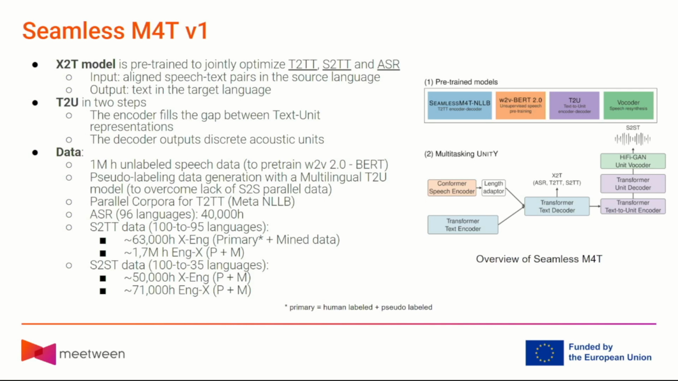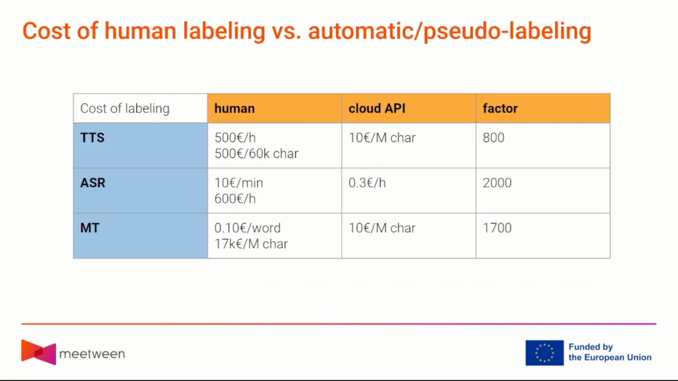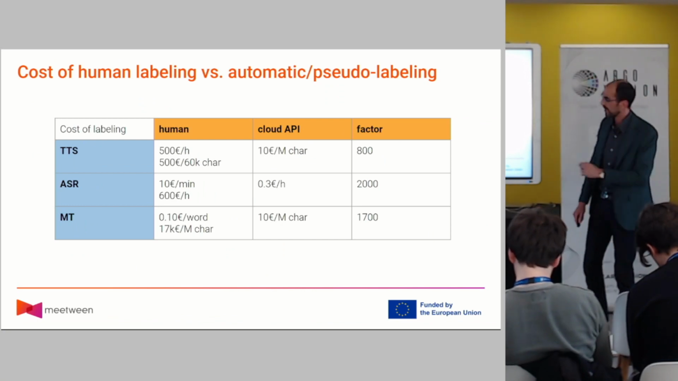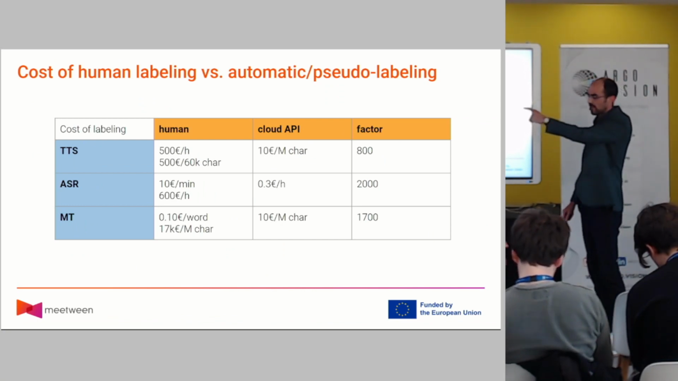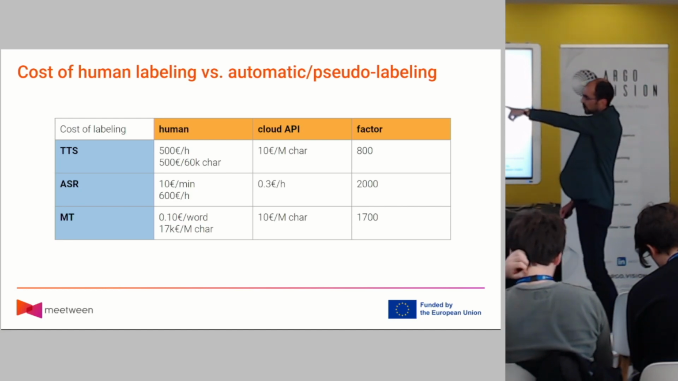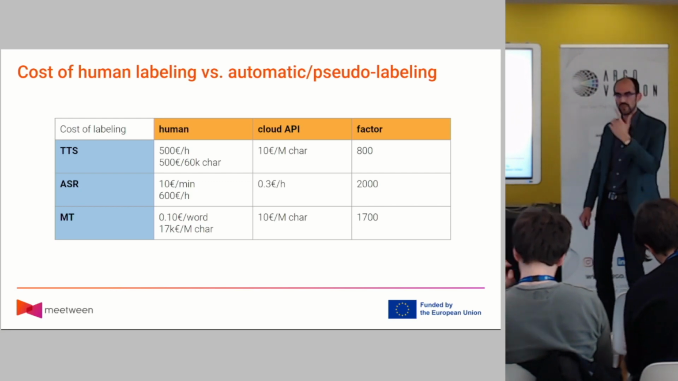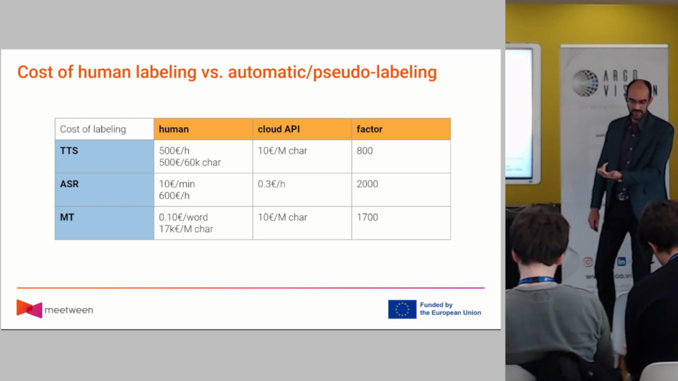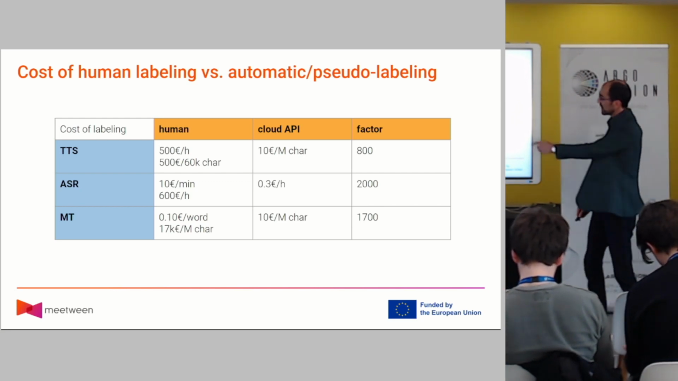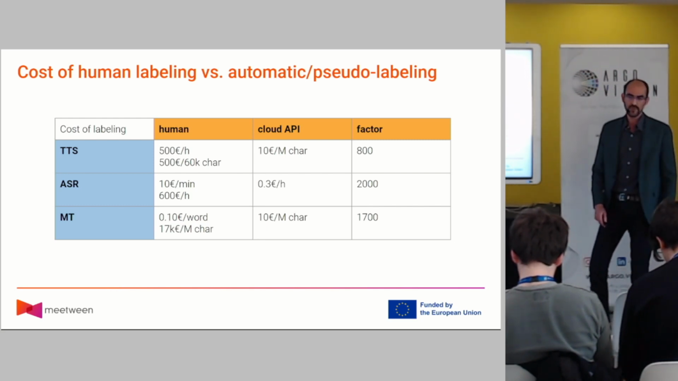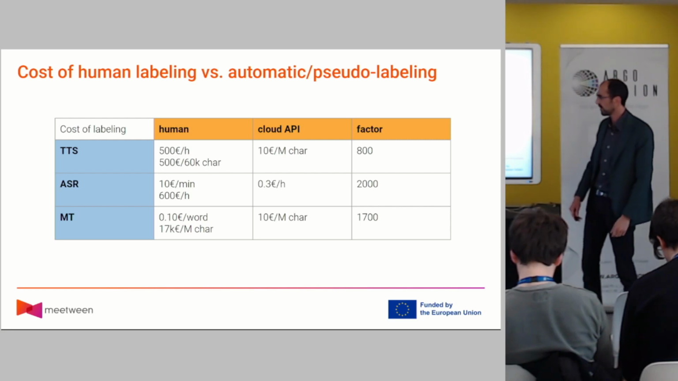It's the cheapest you can get. And only a tiny fraction is labeled data. And this is obviously for the reason that I'm trying to illustrate on this slide here, which is that when you look at the cost of data for these different tasks, text-to-speech, speech recognition, machine translation, you ask humans to do the task or you ask cloud APIs to do the task. This is the factor that the human effort costs more than the cloud API.